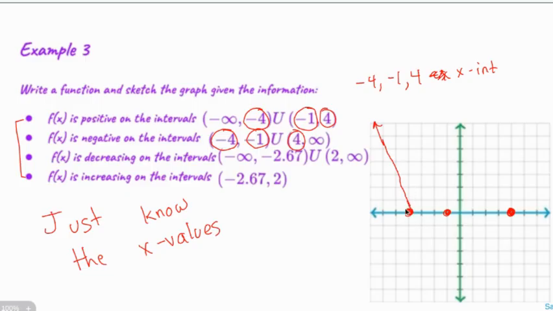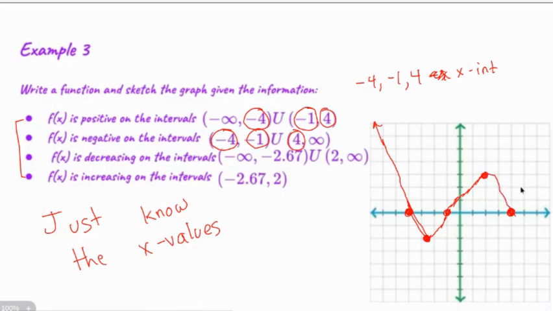We get to -4 and then say -2.67 right there. Again, we don't know the y value, so we're guessing. Is this okay? Well, it's negative from -4 to -1, so this little interval right here. And then from -2.67 to 2, it's increasing. We'll go with a curve. We'll go right there, that's where 2 is. And then we curve downward.